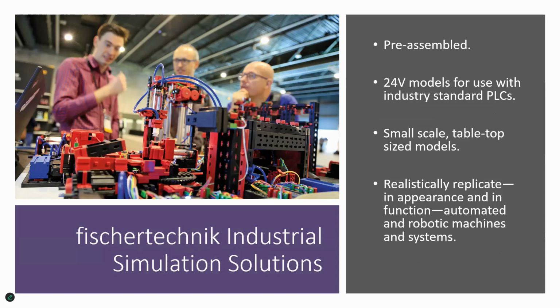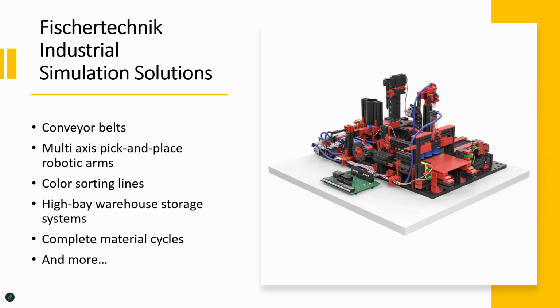The line consists again not of kits, but of a series of pre-assembled small-scale models which are designed again to replicate in appearance and function various automated robotics machines and systems. Models in the Fisher Technic simulation line would include things like conveyor belts, punching machines, three-axis pick-and-place robotic arms, color sorting lines, and even high bay warehouse storage systems.